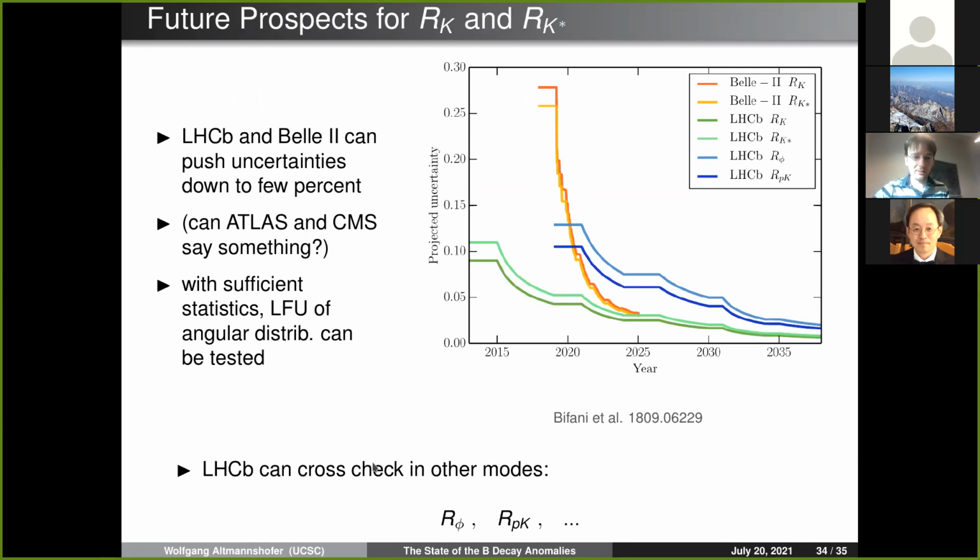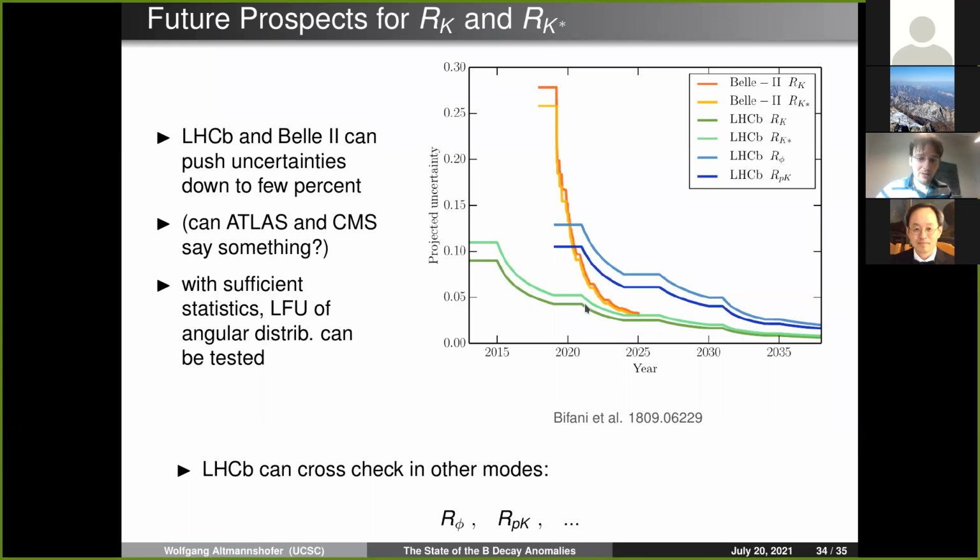Want to show still this plot here that shows the future prospects for measurements of Rk and Rk star. Shown in this plot here, as a function of time, is the precision that one can reach on Rk, Rk star, R phi, Rpk, which is the corresponding ratio with lambda b baryons, both at LHCb and also at Belle 2. This timeline was done before the pandemic, so everything has to be shifted by at least a year or so to the right.